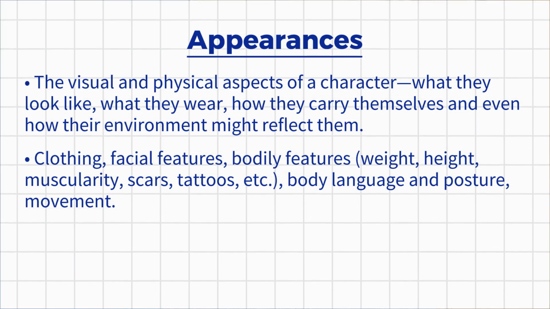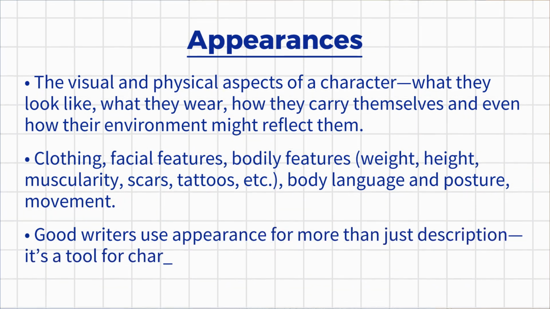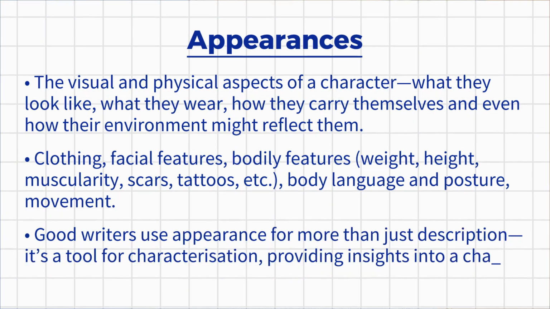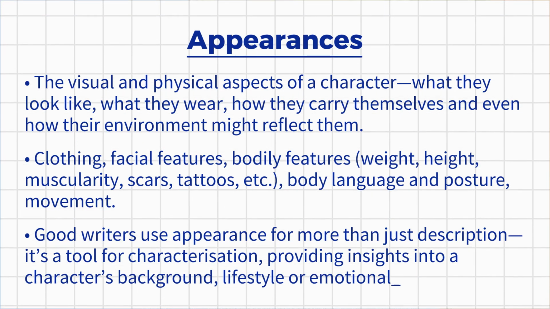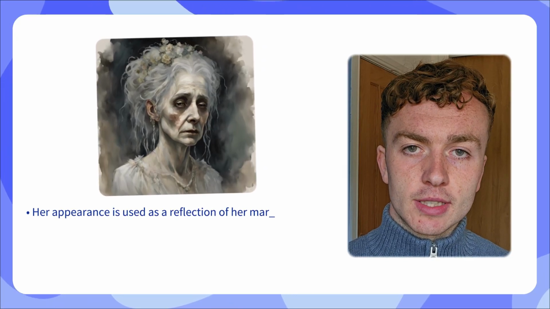And as with actions, good writers use appearances for more than just description. It is a tool for characterization, providing insights into a character's background, lifestyle, or emotional state. So, for example, in Charles Dickens' Great Expectations, there's a character called Miss Havisham, and her appearance is used as a reflection of her marginalisation.